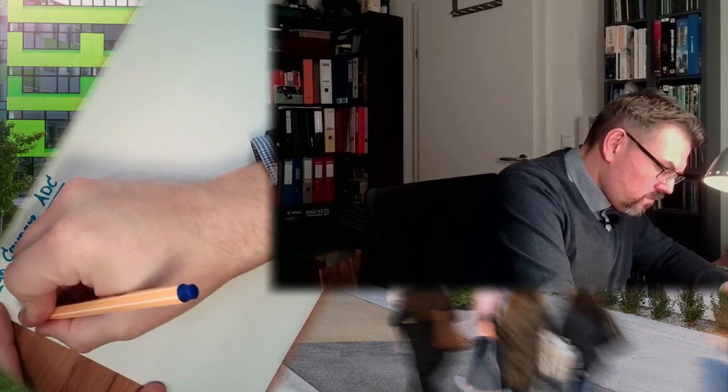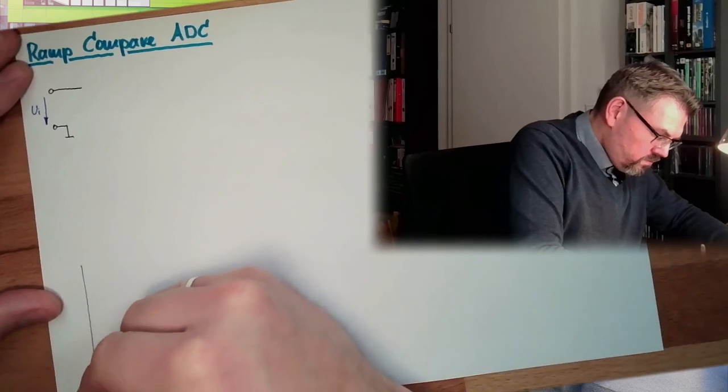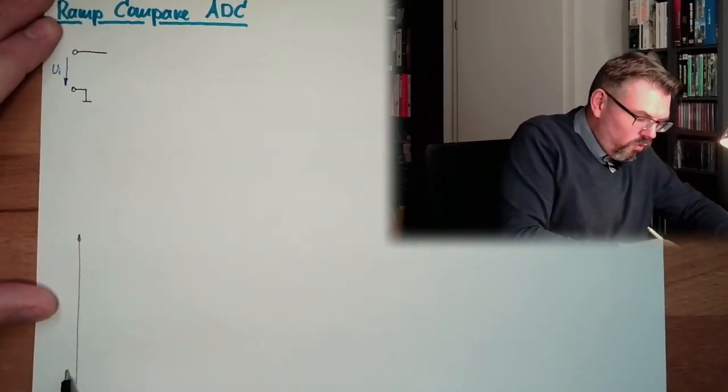How is this working? Well, basically on all ADCs we do have an input voltage. This is the voltage we want to somehow get into a number. So we have here an input voltage, which is here, UI. And this input voltage has a certain form.